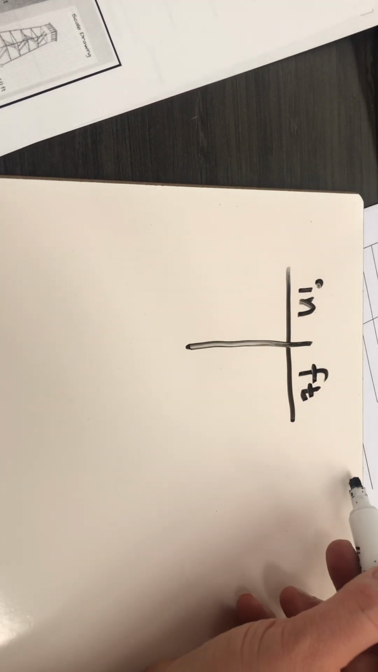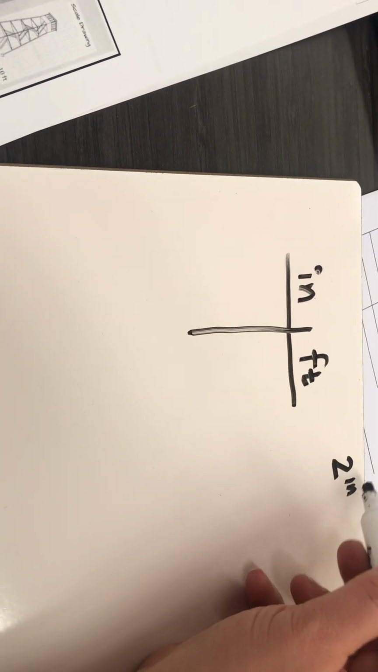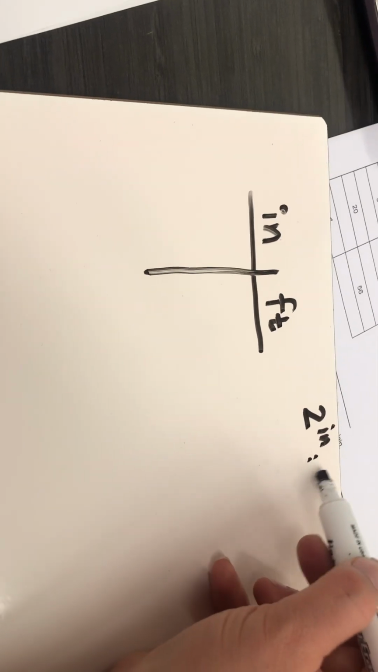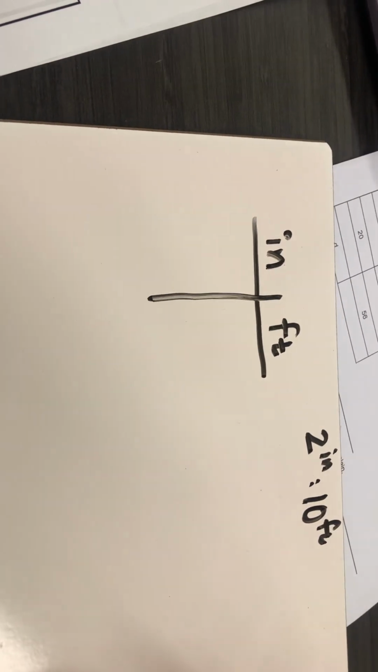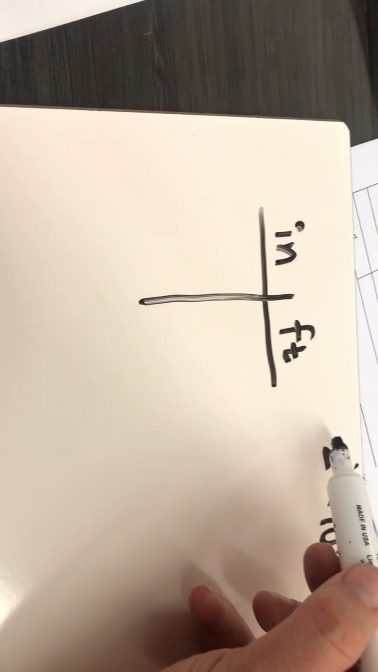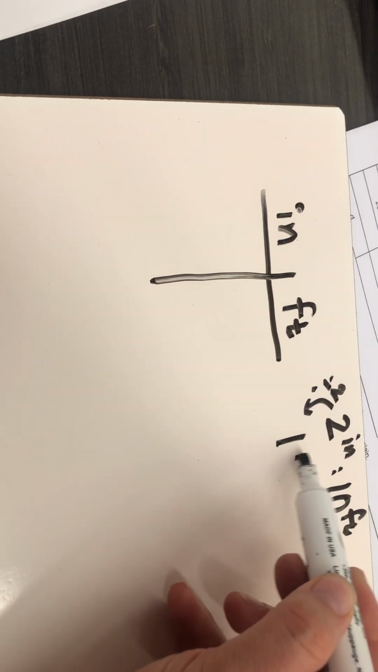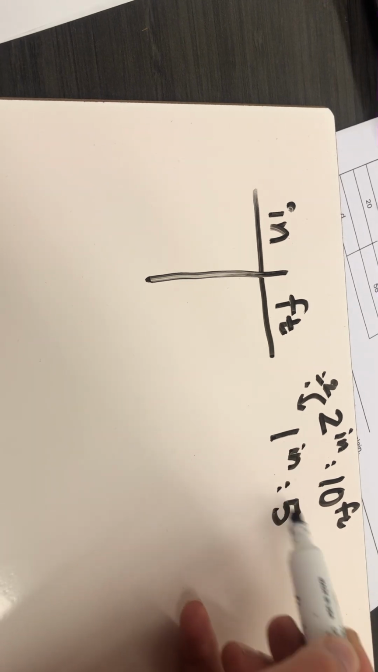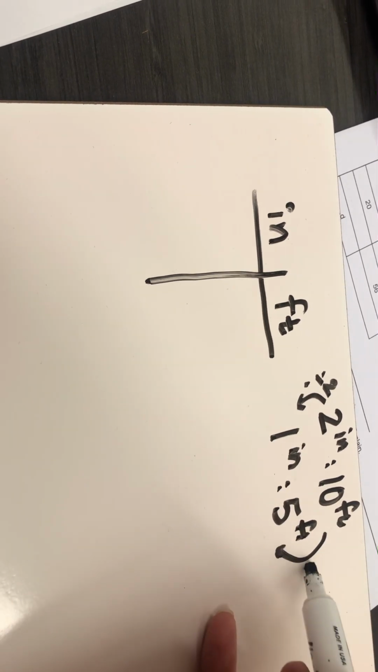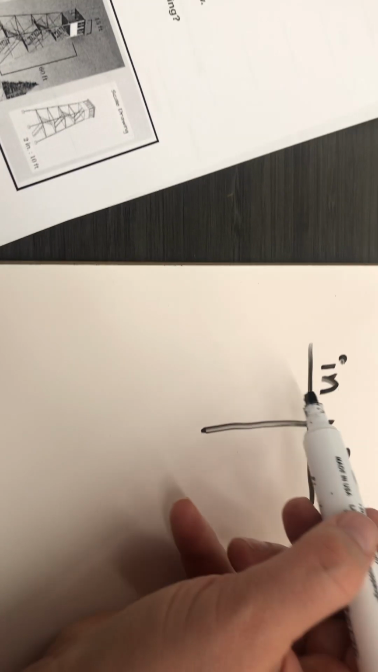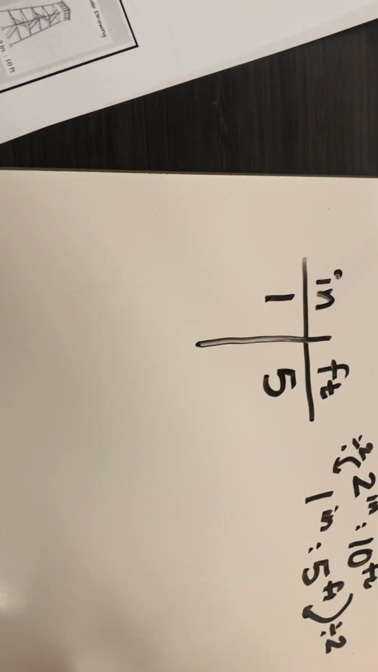So again, I can use the 2 inches representing 10 feet. I can use that, or I can use the simplified version, dividing by 2, which is going to give me 1 inch representing 5 feet. Both sides divide by 2. So I can use the 1 inch representing 5 feet.